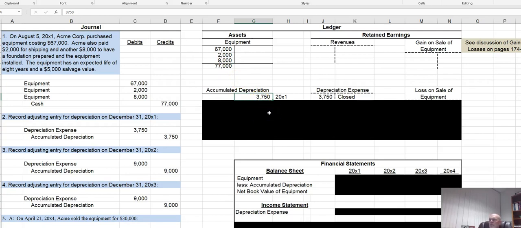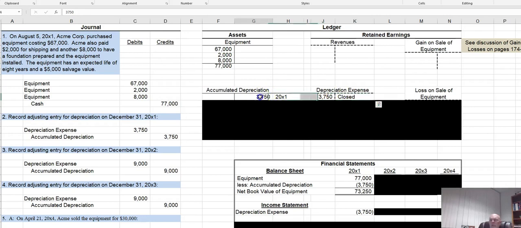So at the end of the first year, we had $3,750 of expense, and that would show up on the income statement. And the original cost of $77,000 minus the accumulated depreciation, that would be on the balance sheet at the end of the first year. So at the end of year 1, we have a book value, a remaining value on the books of $73,250. That's the net result of the equipment account offset by the accumulated depreciation. And then, of course, we would close the expense account.